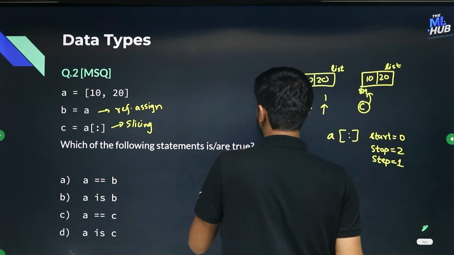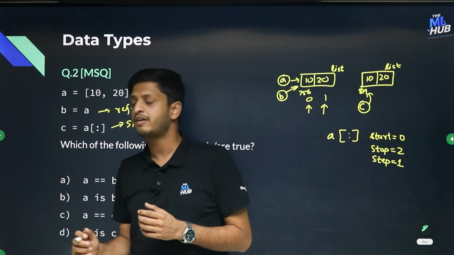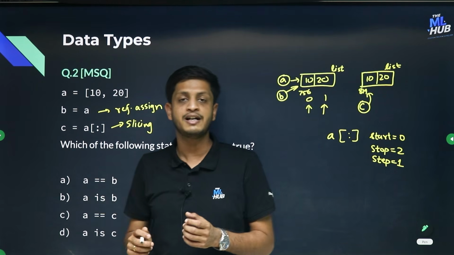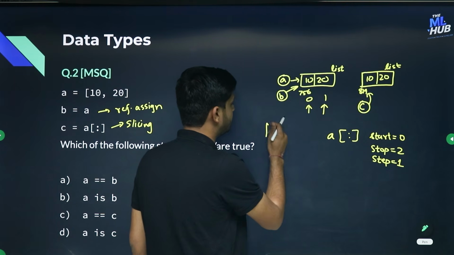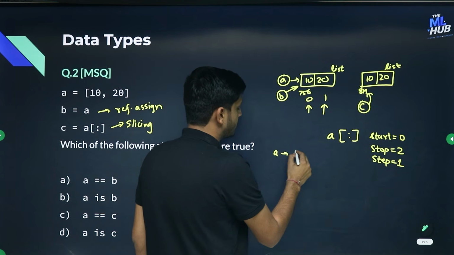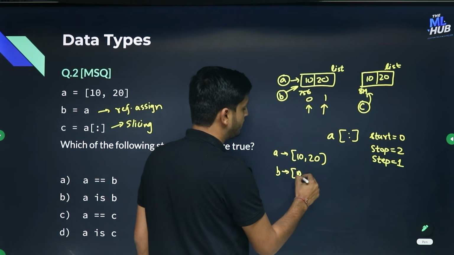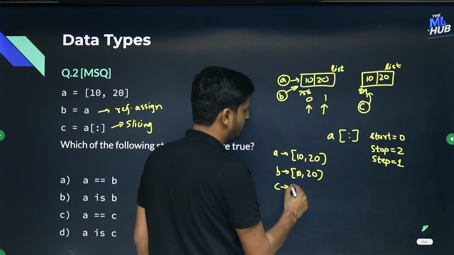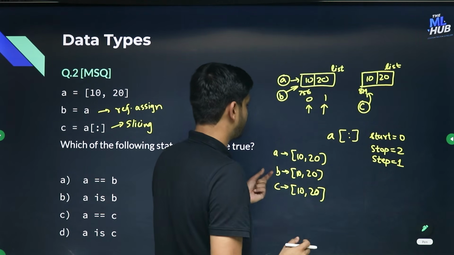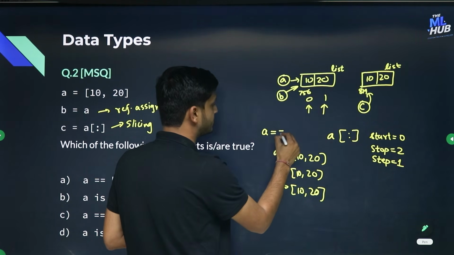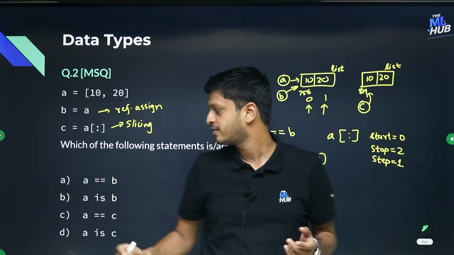And which of the following statements is or are true? That's what you have to say. A equal to B. Whenever you are writing the comparison operator, it will check whether the values present inside A and B are equal or not. So the value present in A is the list containing 10, 20. The value present inside B is also the list containing 10, 20. And the value present inside C is also the list containing 10, 20. So the value present in all of them is same, right? So whenever you are using a comparison operator like this, it will compare the values, not the addresses. So A equal to B is correct.